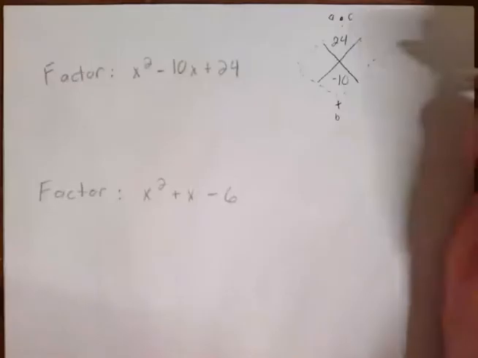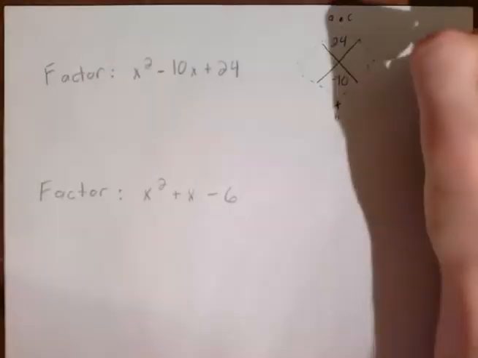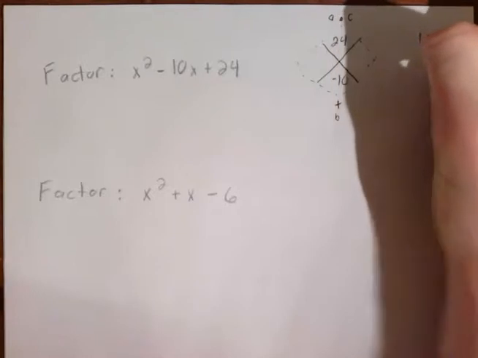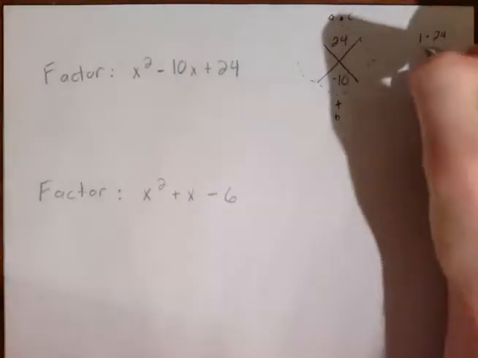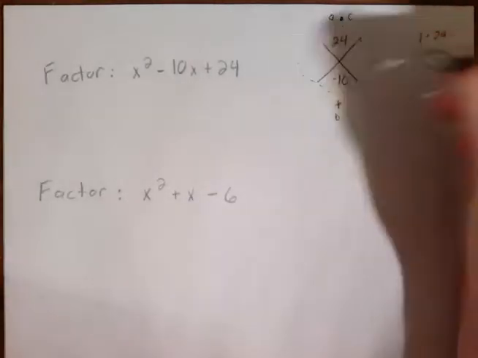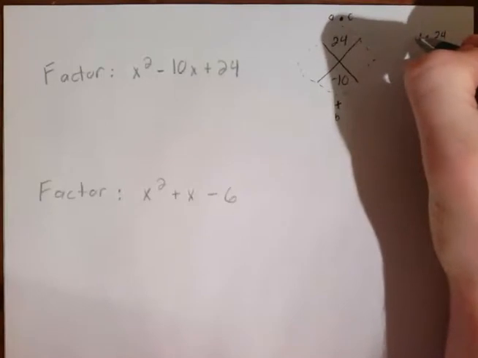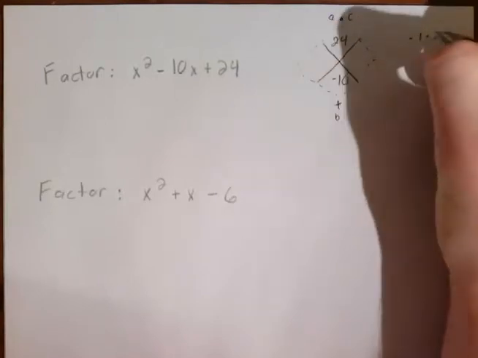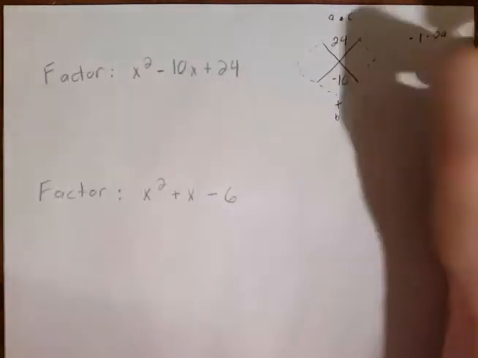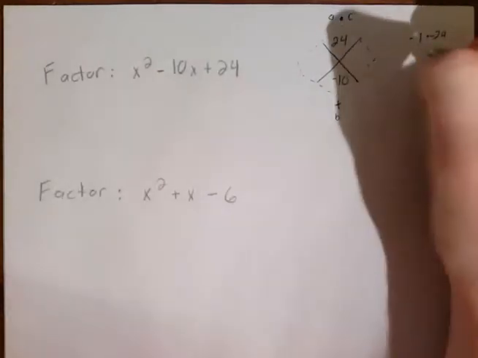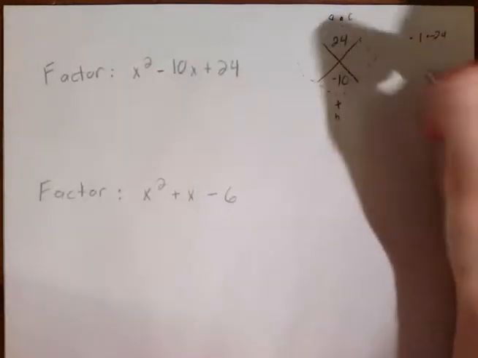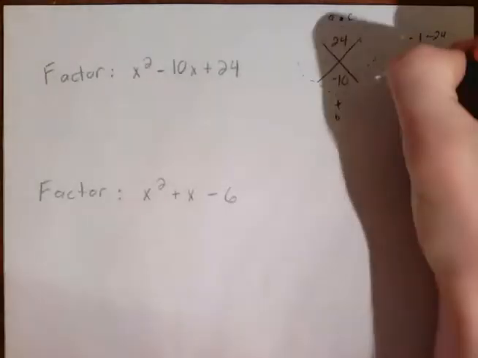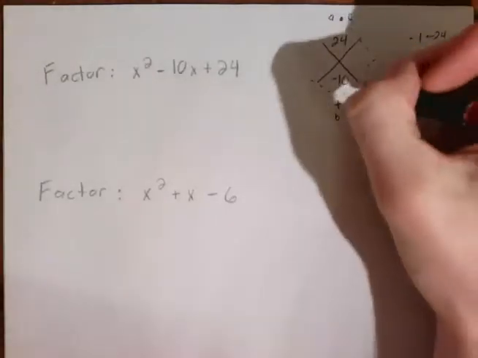Using our diamond puzzle process, we have two numbers that need to multiply to give us 24 and add together to give us negative 10. Because this number is positive, that tells me they have to be the same sign. And because it's a minus 10, I'm looking for two numbers that are both negative in order to multiply to give that positive. I could try negative 1 and negative 24. That's a possibility, but it wouldn't add to give me negative 10.